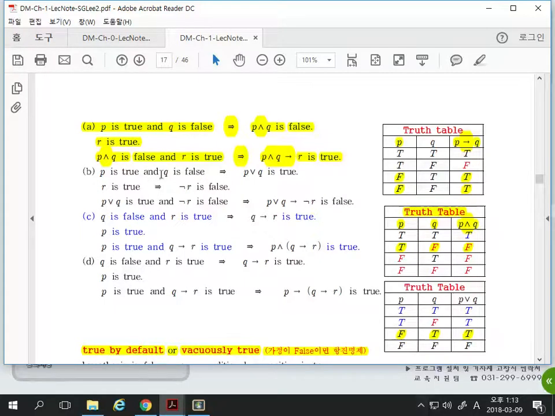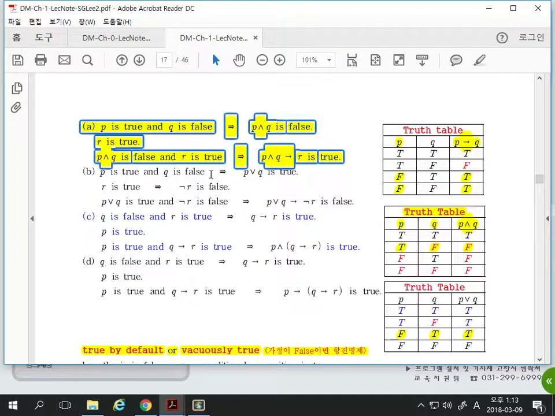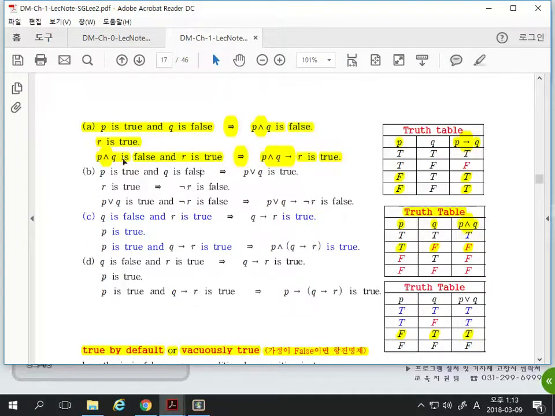This all comes from the truth table. So if a hypothesis is false, then whether the conclusion is true or false, the whole statement should be true. So this is the truth table of it. This is the truth value. The truth value of this sentence is true.